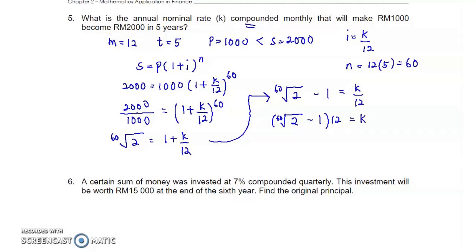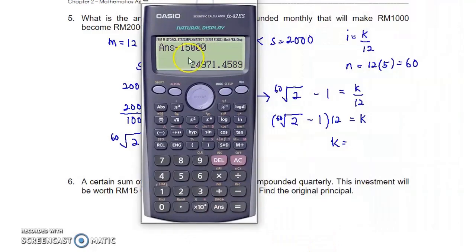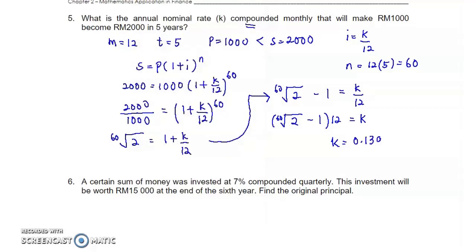So press the calculator: the 60th root of 2, minus 1, and then multiply by 12. So we get 0.1394. Normally we express the rate as a percentage, so multiply by 100. So the annual nominal rate here is 13.94%.